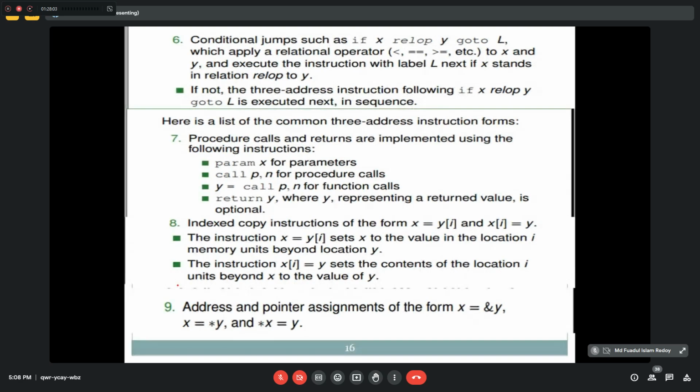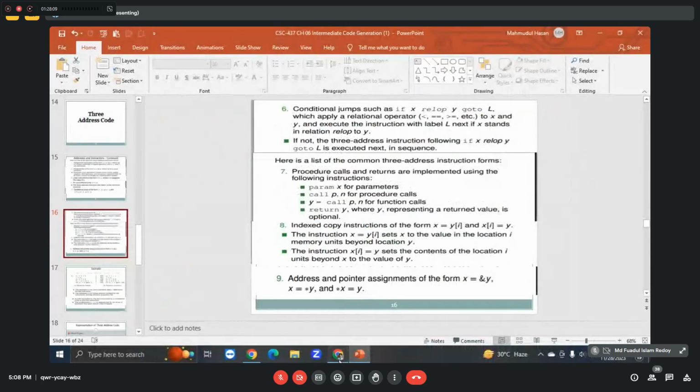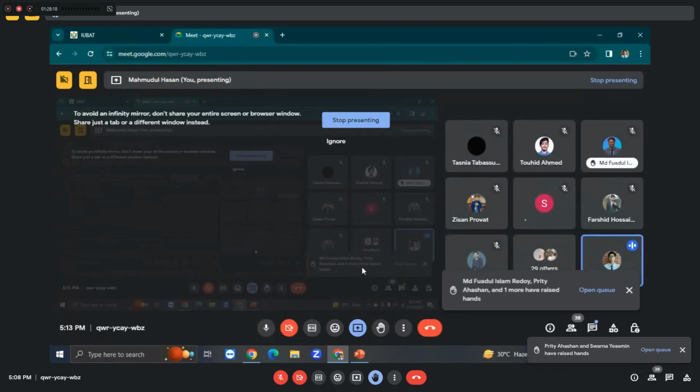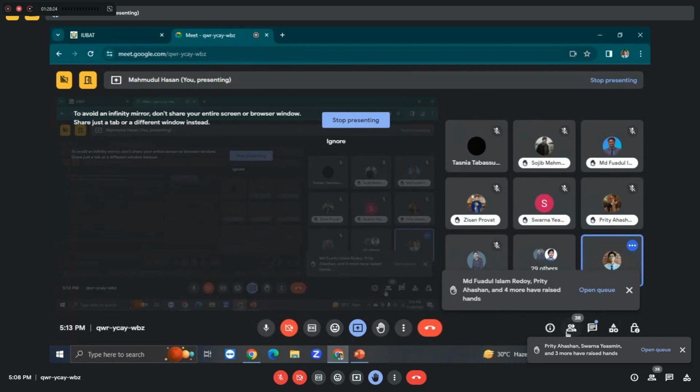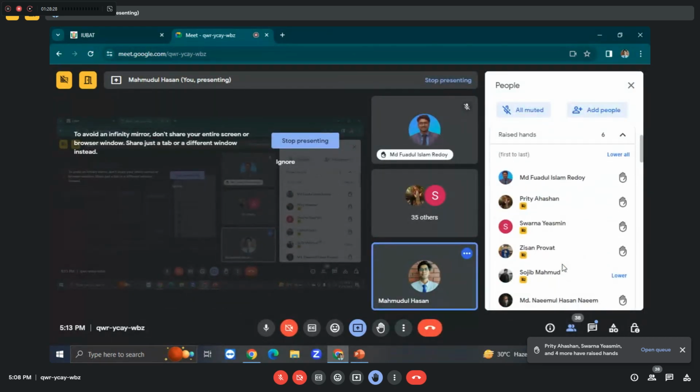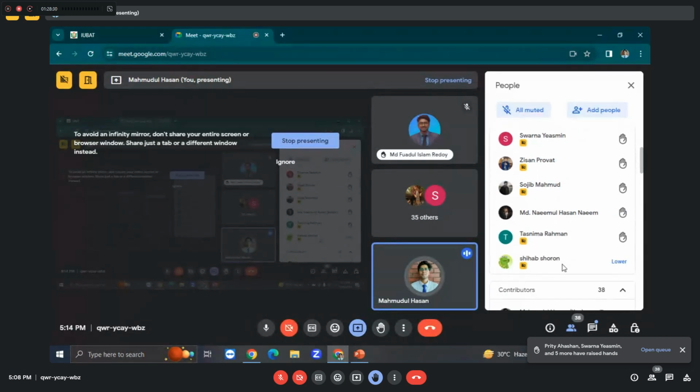Okay, how many students here actually love physics? Any students? Just a minute. How many students here like physics? Here, how many students? Jisan, Prabhat and Fuadul Islam Hridoy. Preeti Ahsan. Then Shojib Mahmood. Really? Then Naim, Taslima Rahman.